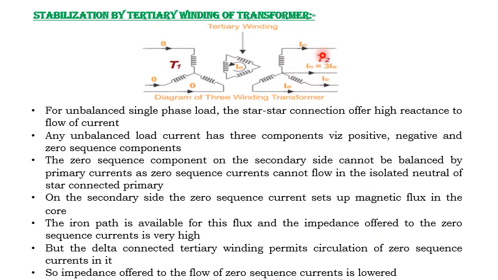Greater the impedance offered to the zero sequence component, obviously the current will be reduced. Since the tertiary winding is delta connected, it suppresses this zero sequence component. Whatever zero sequence component current there is will be circulated within the tertiary winding, so it will be suppressed. So the tertiary winding is useful for the stabilization of the transformer. This is regarding stabilization by the tertiary winding of a transformer.